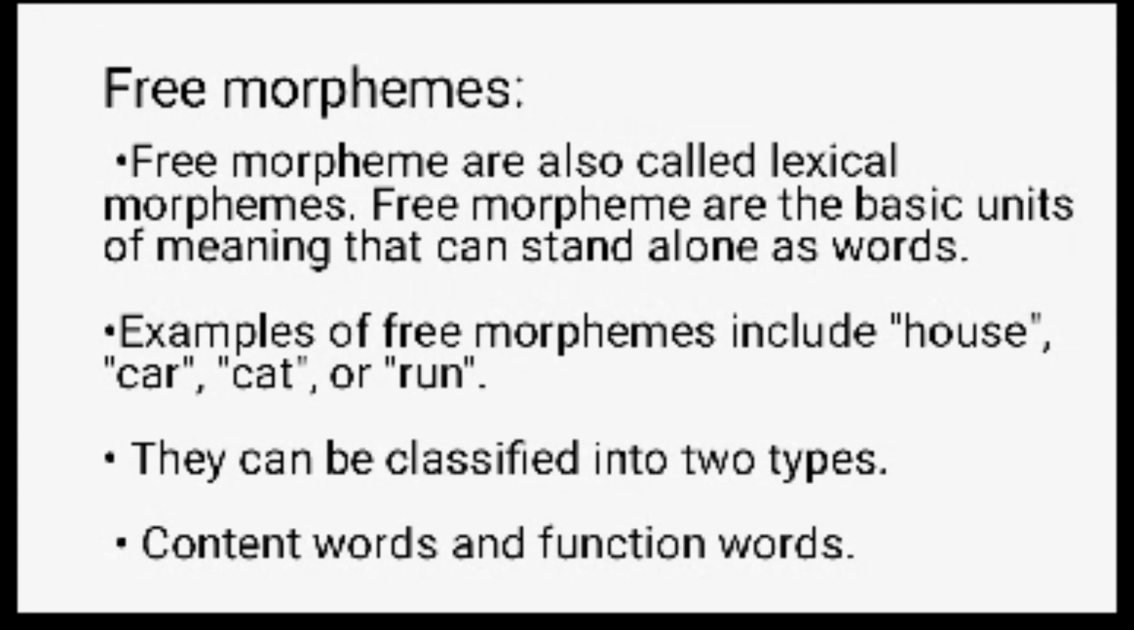Free morphemes are also called lexical morphemes. It means free morphemes are a type of lexical morphemes. Free morphemes are the basic units of meaning that can stand alone as words. So same as lexical morphemes, they can stand alone, they can provide your meaning. This is called free morphemes. For example, free morphemes include house, cat or run. Free morphemes can be classified into two types: content words or function words.